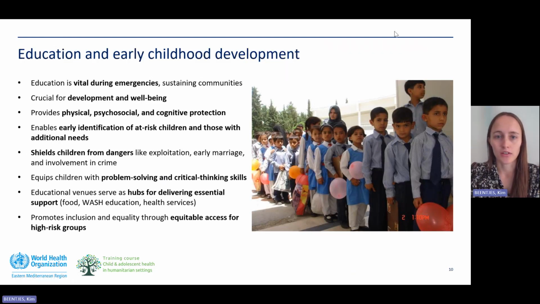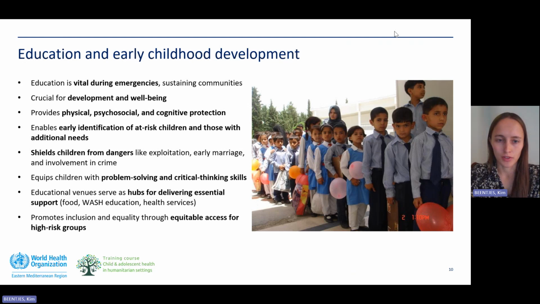Then a bit more on education and early childhood development. Education is vital during emergencies to sustain communities, and it's crucial for development and well-being of kids. It provides physical, psychological, and cognitive protection, and it enables early identification of at-risk children and also those with additional needs. It shields children from dangers such as exploitation, early marriage, and involvement in crime. And it also equips children with problem solving and critical thinking skills.